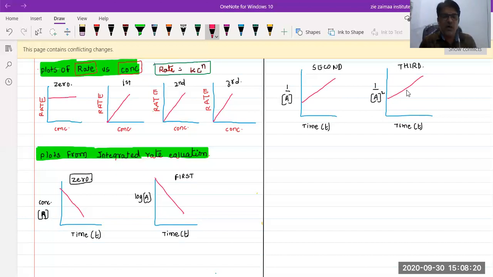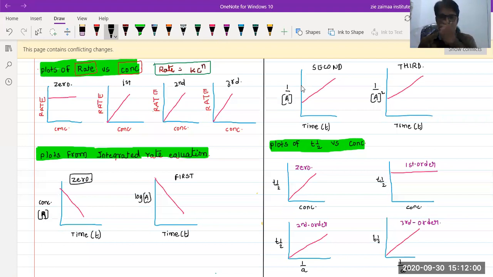Okay, next, how can we draw the plots of half-life versus concentration? That is the last one. So these are the plots of half-life, t half, versus the concentration. For the zero order, it is directly proportional to the concentration. For the first order, it is independent, concentration power zero. For the second order, the concentration can be taken as 1 by A, and for the third order, as 1 by A power 2. So these are the graph lines.